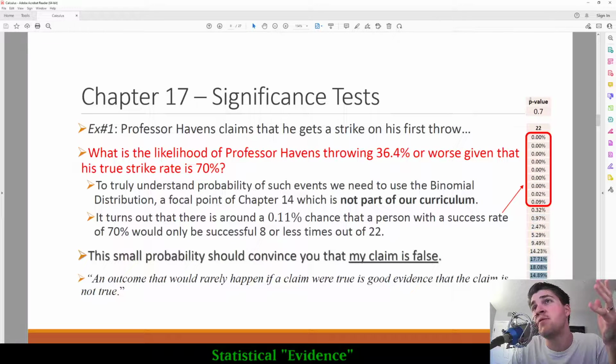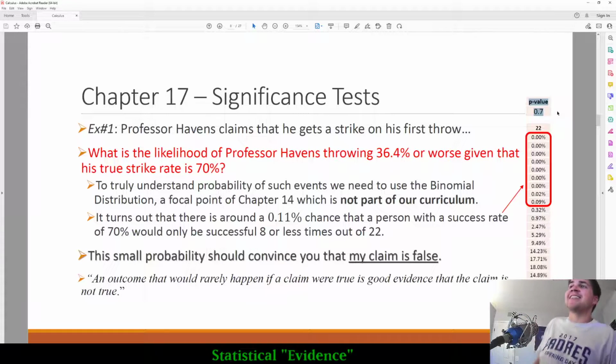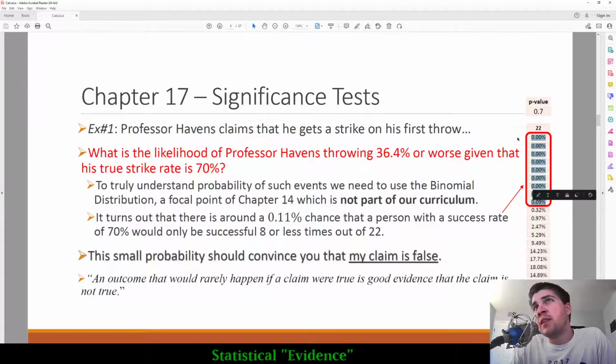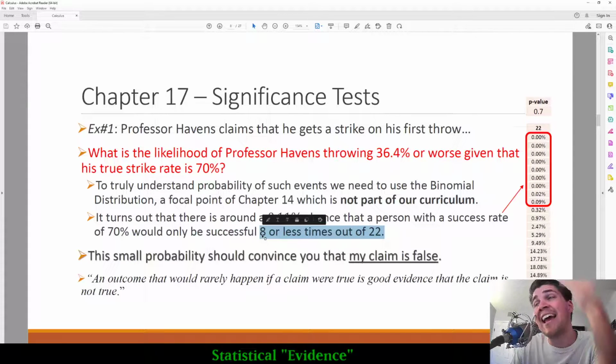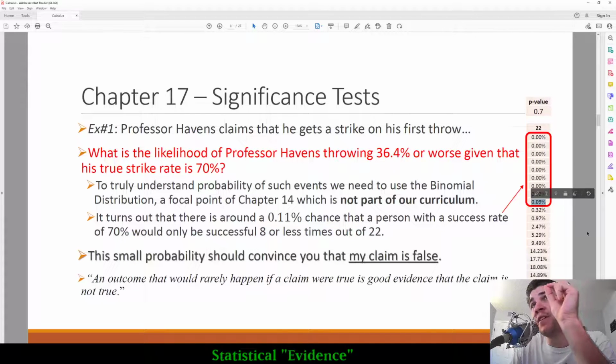And all of this information was predicated on the claim. We always assume the claim is true, and we want to essentially not prove, but demonstrate that it's false by showing it's so unlikely. Each one of those would be the probability that Professor Havens threw that many strikes out of 22. The evidence that we gathered was that Professor Havens struck 8 times out of 22, which specifically has a 0.09% probability. Very, very unlikely to happen, again, assuming my strike rate was 70%.